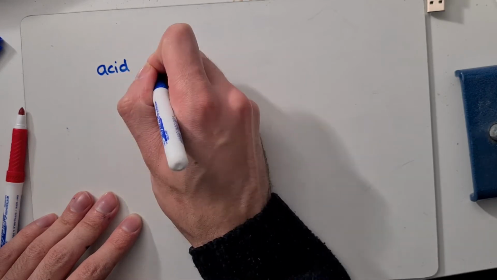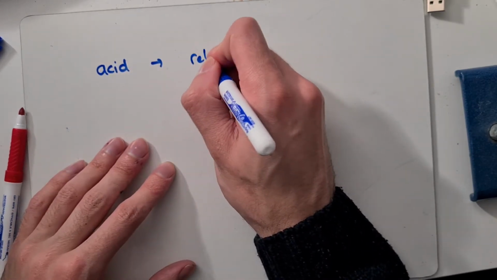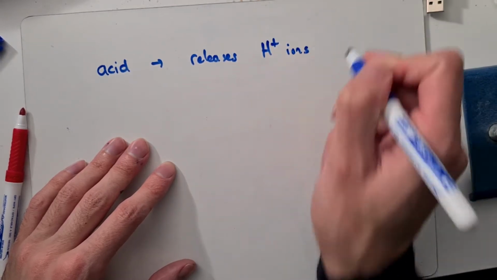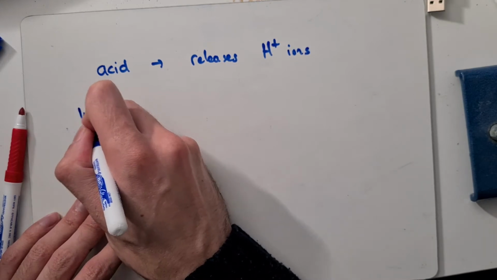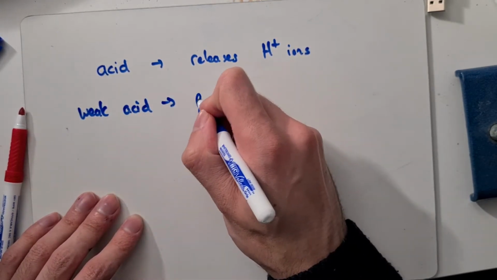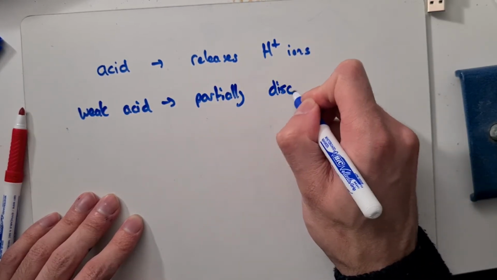So an acid is something that donates or releases H plus ions. And a weak acid is one that does this badly. So it only partially dissociates.